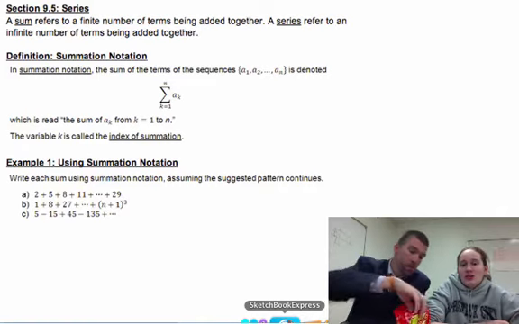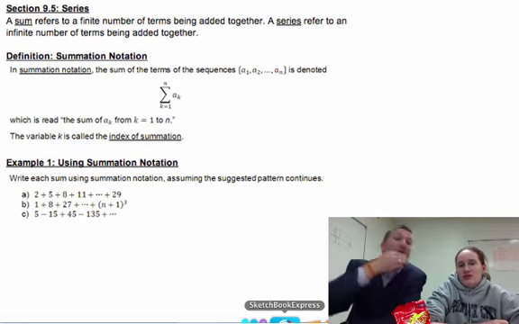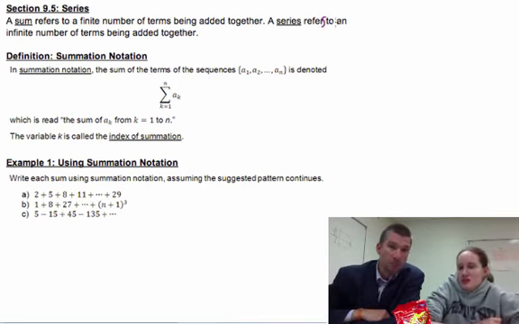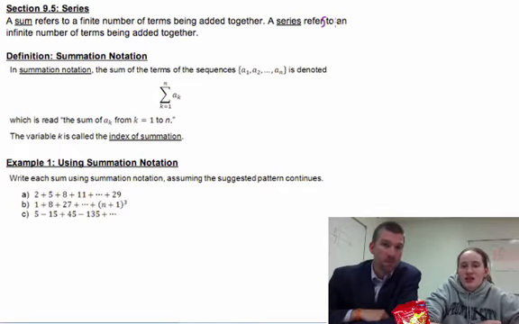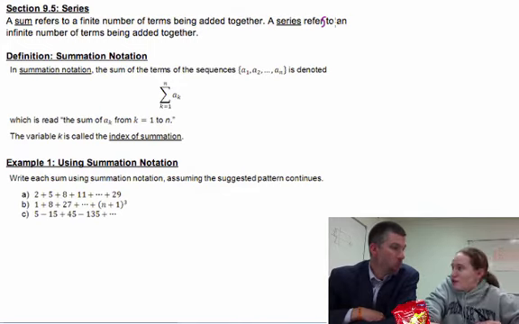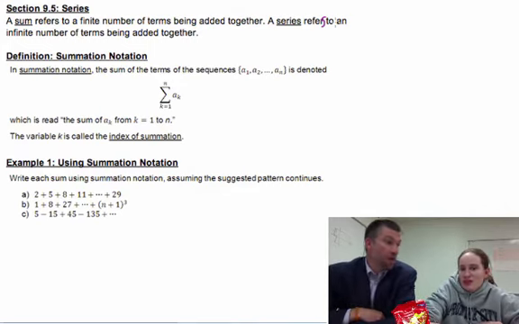A series refers to an infinite number of terms being added together. And that is cool because, believe it or not, sometimes you can actually find that sum. You'd think if you were adding forever that you would be able to add up forever, and it would just go to infinity, but not all of them do.